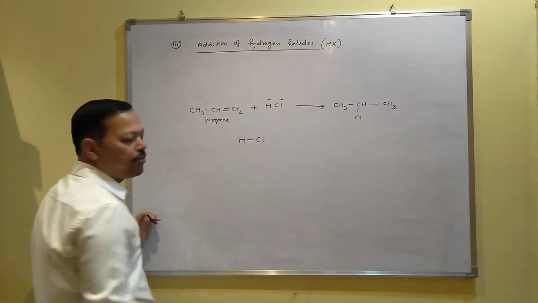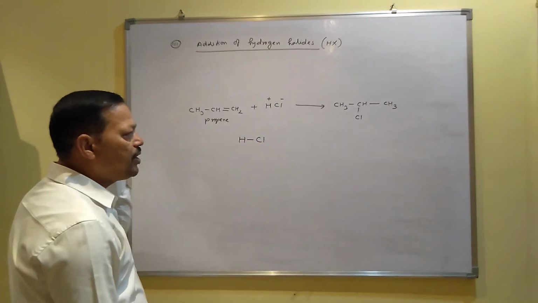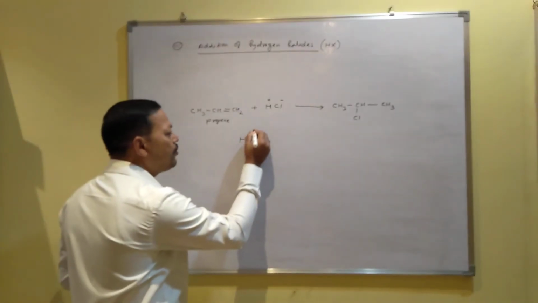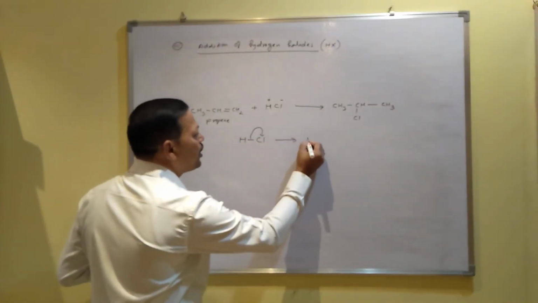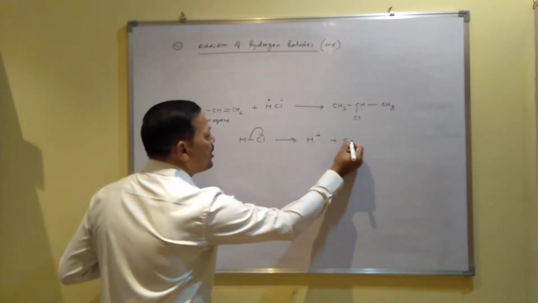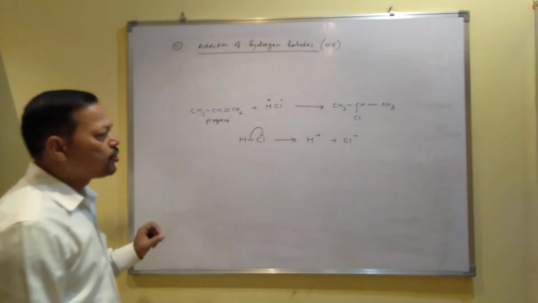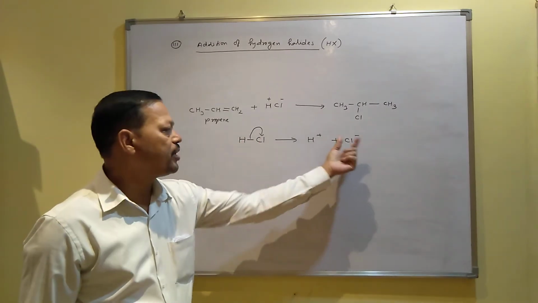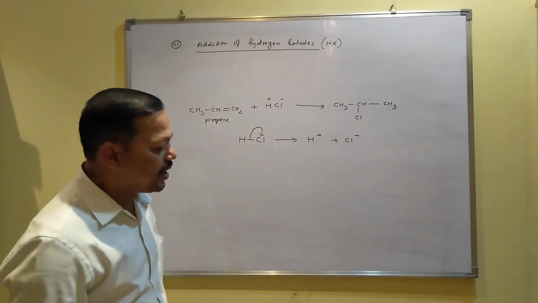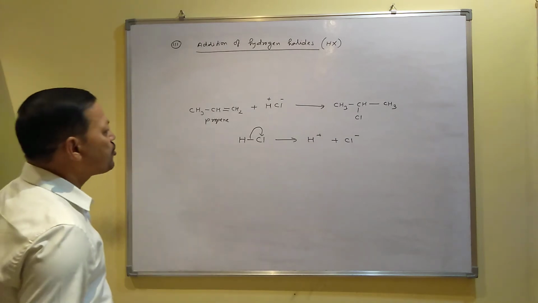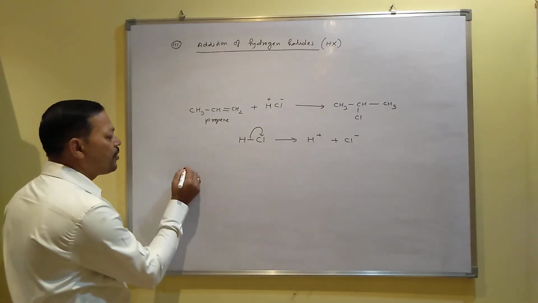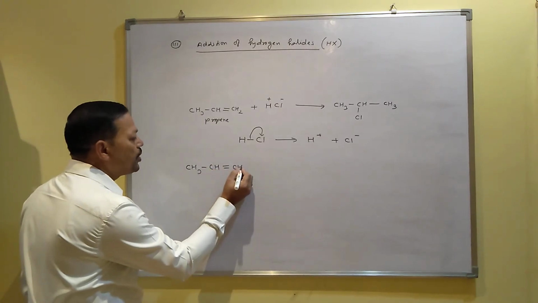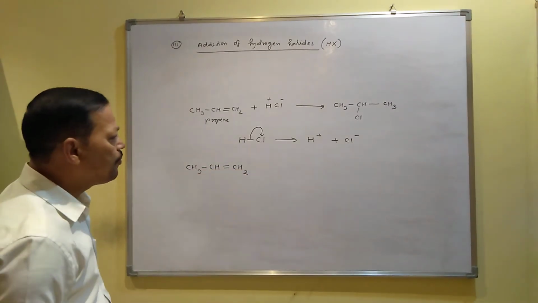If you want to know about this, you know this is HCl. Hydrogen and chlorine share one covalent bond. First, if you want to know the mechanism of the reaction, the HCl will break like this and form H plus and Cl minus ions. So first the hydrochloric acid breaks and produces one electrophile and one nucleophile, the H plus ion and the Cl minus ion. After their production, they will attack the substrate molecule. Our substrate molecule is propene, the organic compound.